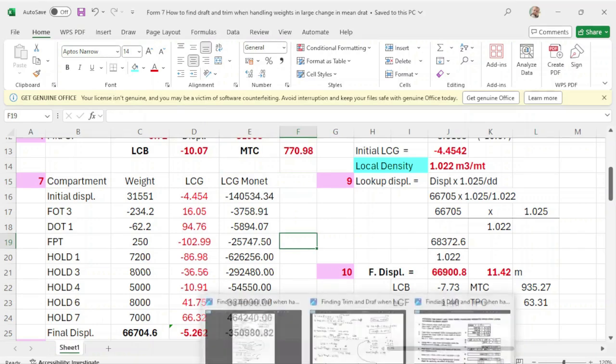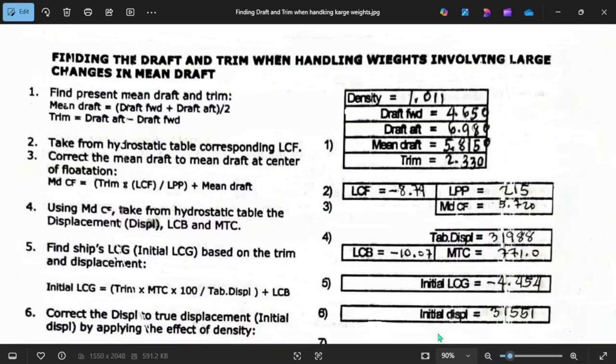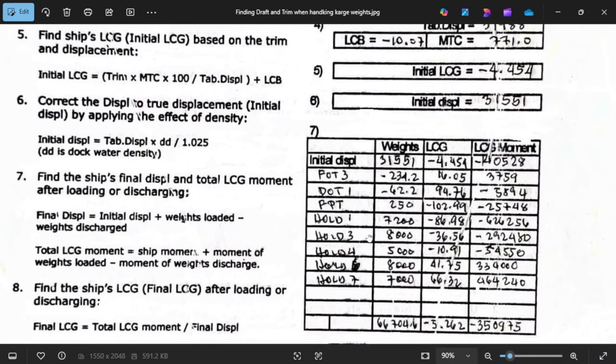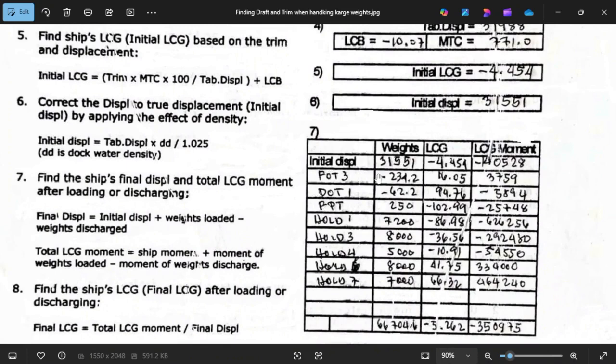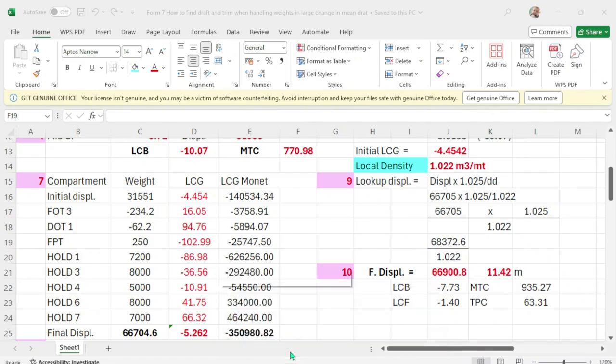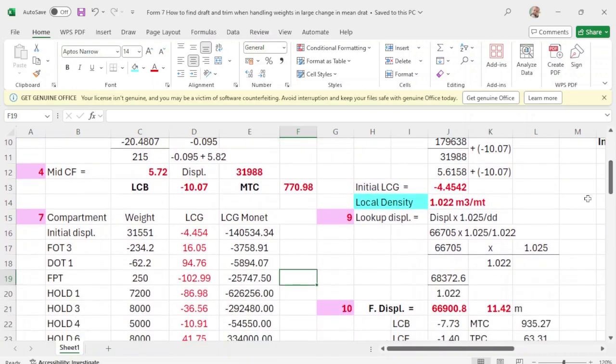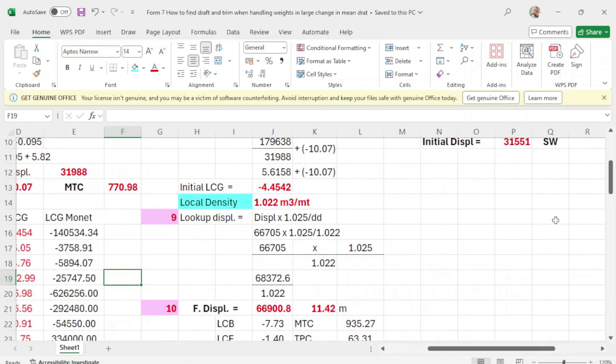This is number 7 now. You put the initial displacement of 31551. The LCG is negative 4.454 and the LCG moment. Okay, we will put it this way. So your initial displacement, or the weight, is 31551, which is this one, guys.